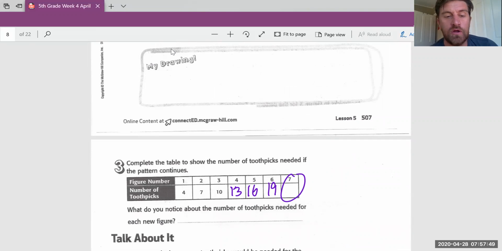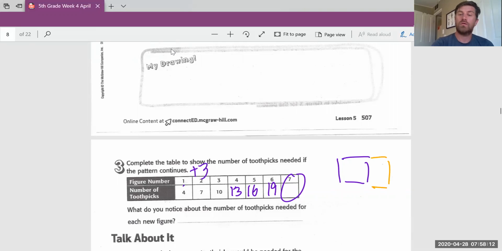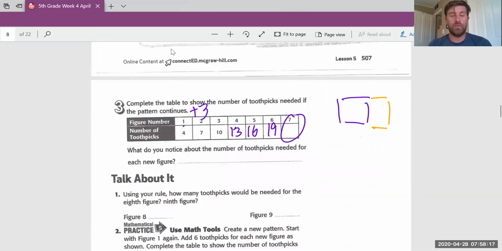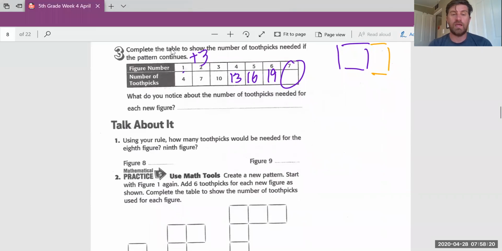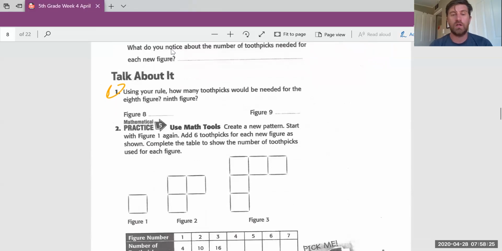So when it says, what do we notice about the number of toothpicks needed for each new figure? Our pattern tells us that each time we are adding on, it is adding 3 to the pattern. We started with 4 because we needed that first base, right? And then from there, we just continue to add on, and so on, and so on. So that's kind of how that went. Using your rule, how many toothpicks you need for the 8th figure or the 9th figure. You know what, guys? I'll let you do that on your own because I bet you can do it.